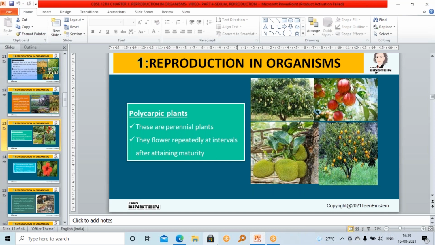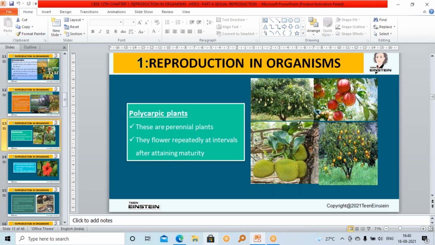But when the next season comes, the same plant will again give flowers after a particular period or interval, or when the same season comes, again it will flower. The plant will form the flower and the fruit, and after the fruiting season gets over, the plant will survive. It is not going to die. Again in the next season, it will flower.